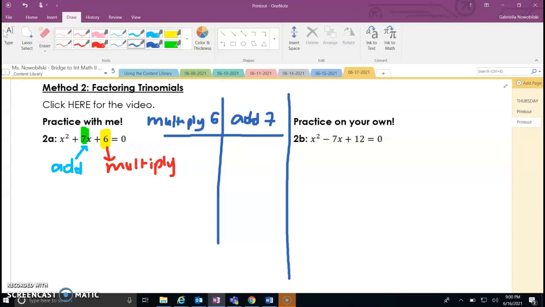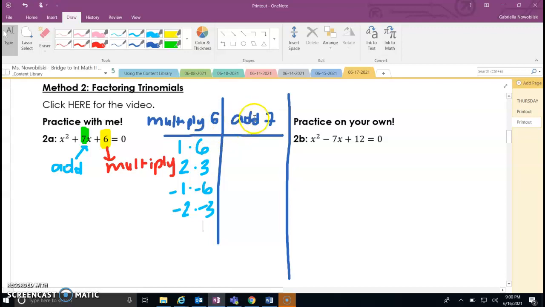Okay, and I'm going to start listing numbers that multiply to 6. So 1 times 6, 2 times 3. And remember, you can do -1 times -6, -2 times -3. All of these are going to multiply to 6. 1 times 6 is 6, 2 times 3 is 6, -1 times -6 is 6, -2 times -3 is 6. All of those multiply to get me a 6.